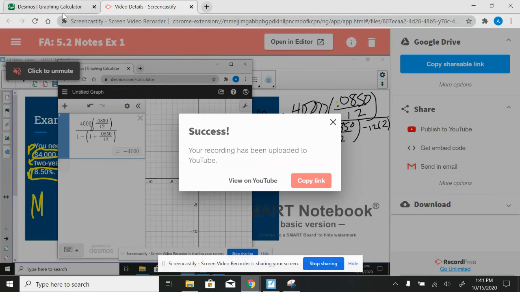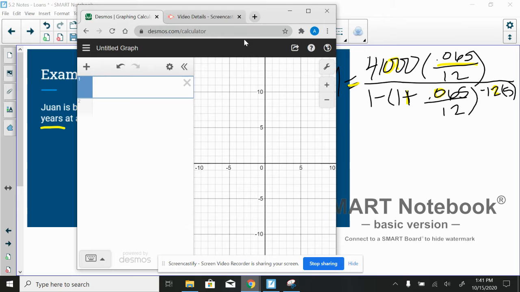Into Desmos here. And starting with my fraction, I have $41,000 is what I'm borrowing. 0.065 divided by 12. 1 minus parentheses 1 plus 0.065 divided by 12. Again, close those parentheses, and I'm raising it to the power of negative 12 times 5. Nothing crazy there. Typing it in just like it looks.